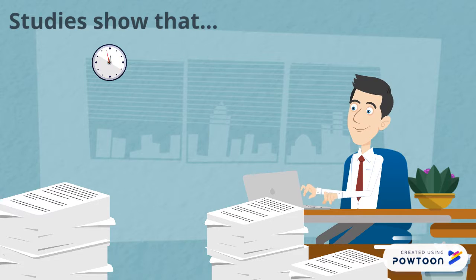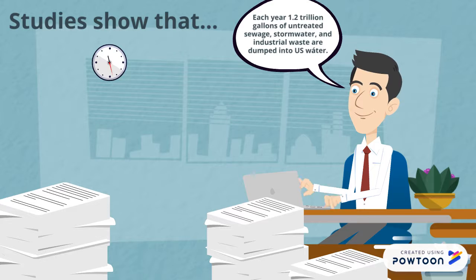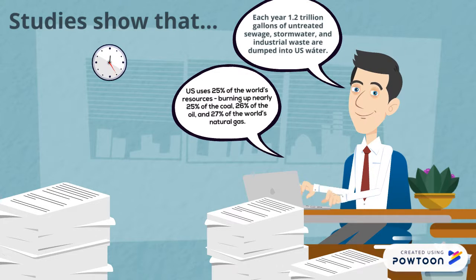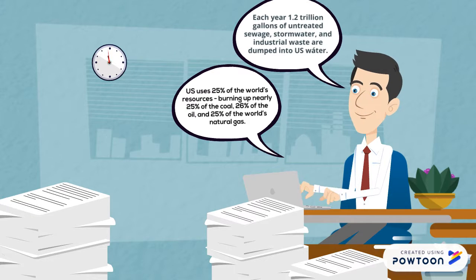Studies show that each year, 1.2 trillion gallons of untreated sewage, stormwater, and industrial waste are dumped into U.S. water. And also that the U.S. uses 25% of the world's resources, burning up nearly 25% of the coal and 25% of the world's natural gas.